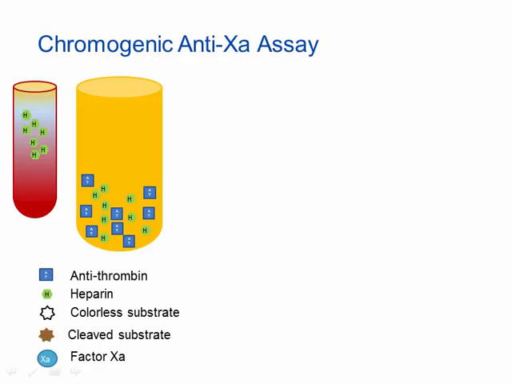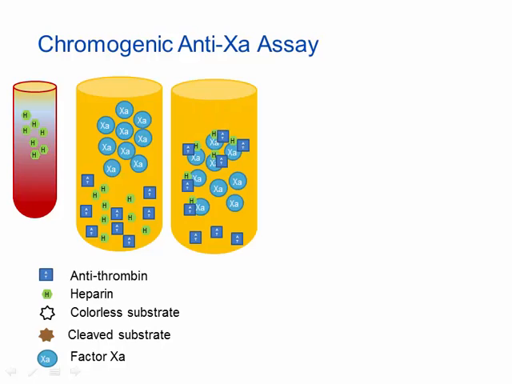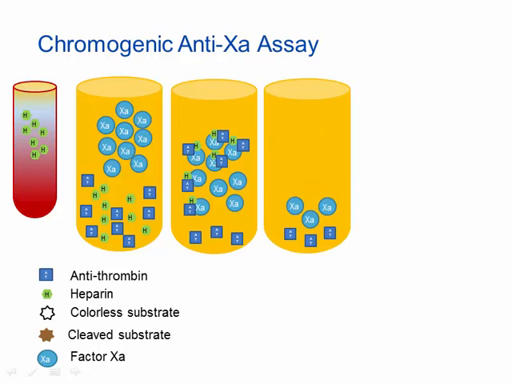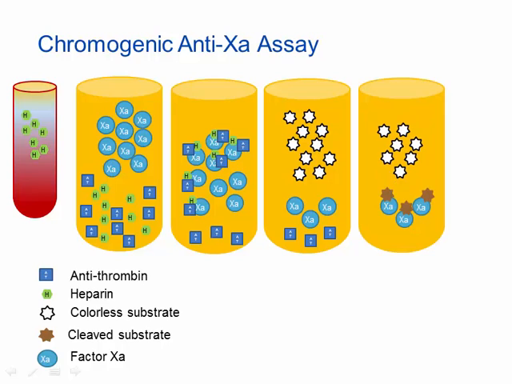The anti-factor 10A assay is a chromogenic assay. A known amount of factor Xa is added to platelet-poor plasma, which includes therapeutically administered heparin. The heparin enhances factor Xa inhibition by antithrombin, and the remaining uninhibited Xa cleaves an added chromogenic substrate. This process creates a colored compound that can be detected by a spectrophotometer and is directly proportional to the amount of factor Xa present.